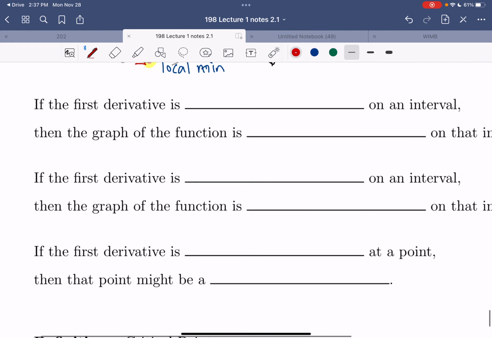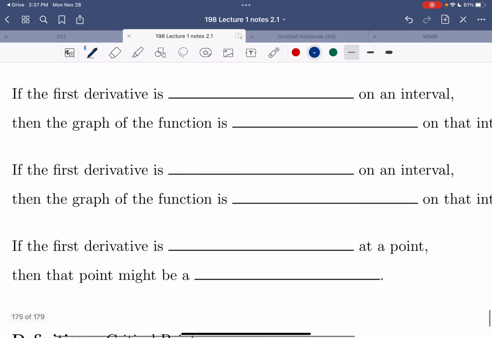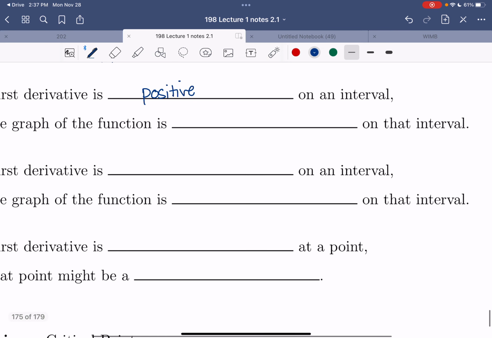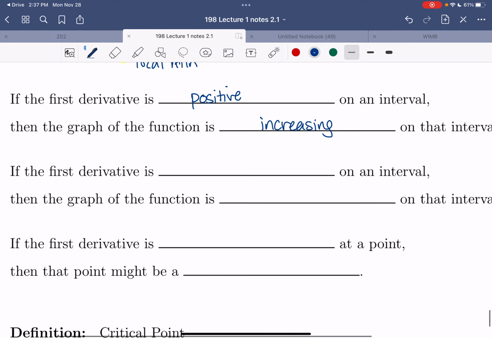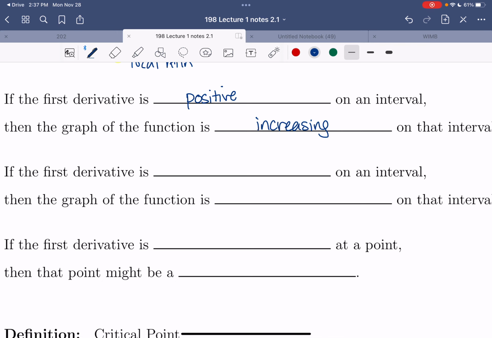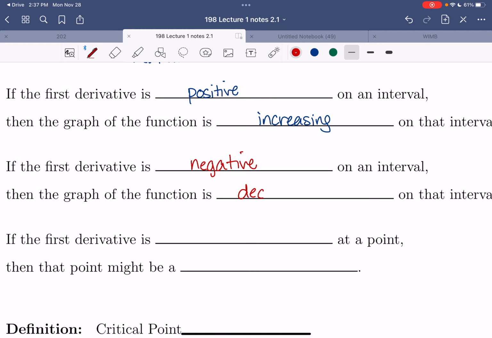Statement number 1 says, if the first derivative is positive on an interval, then the graph of the function is increasing. So those things are related. It's not a fluke. They are tied together. If your first derivative is positive, then the graph is going to be increasing. If your first derivative is negative, then the graph of your function is going to be decreasing. Okay, kind of makes sense.